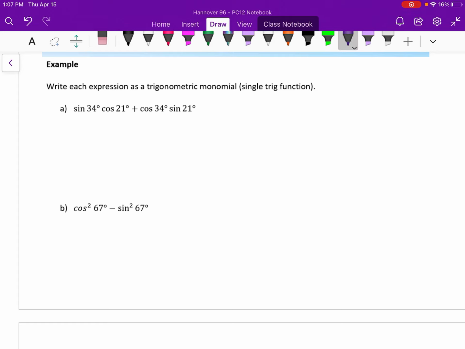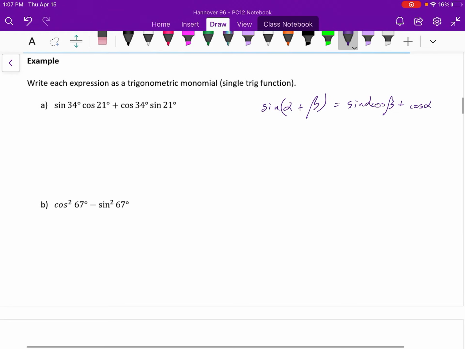Notice the following identity that states that the sine of alpha plus beta is equal to the sine of alpha cosine of beta plus cosine of alpha sine beta.